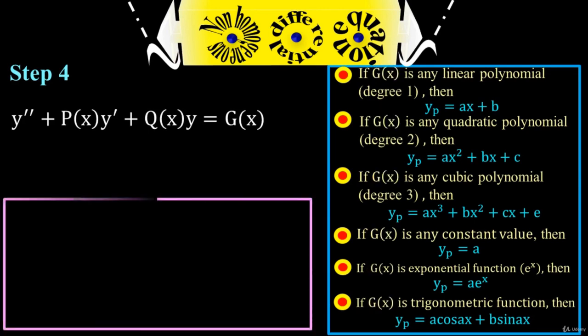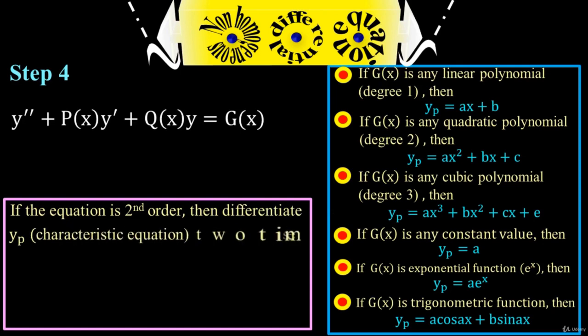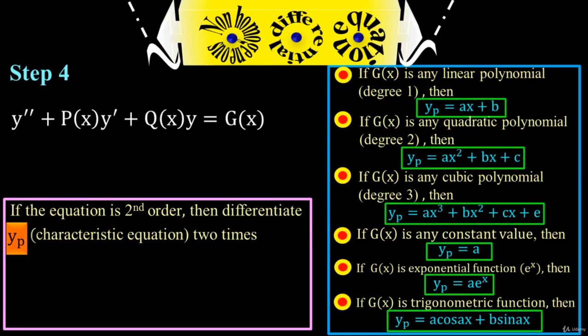And the next thing is that if the equation is second order, then differentiate y sub p, which is a characteristic equation, 2 times. These all are the characteristic equations. If the given expression is second order, then you're going to differentiate the relevant characteristic equation 2 times. If the equation is third order, then you need to differentiate it 3 times.